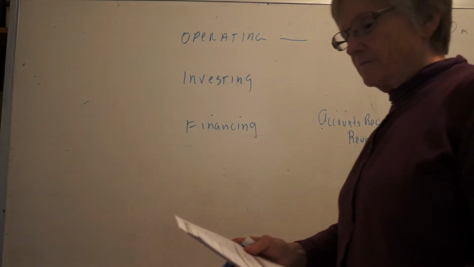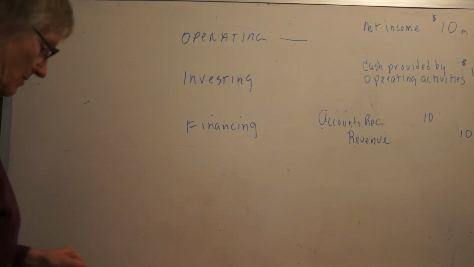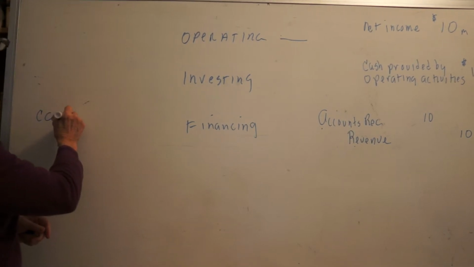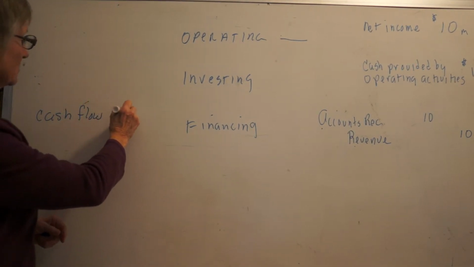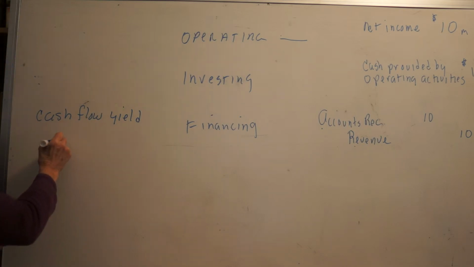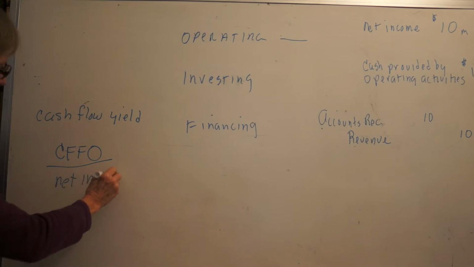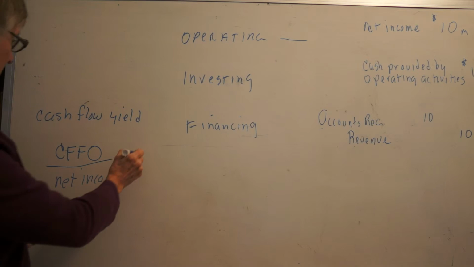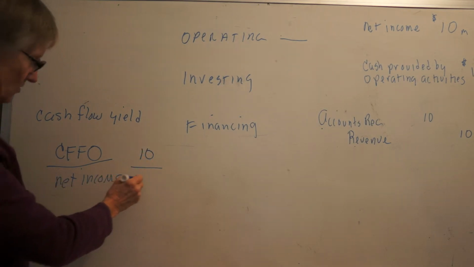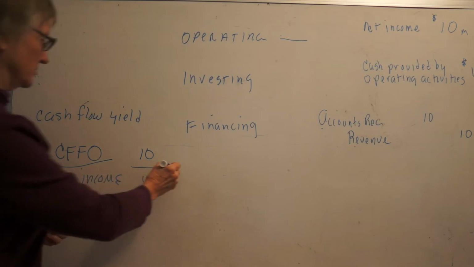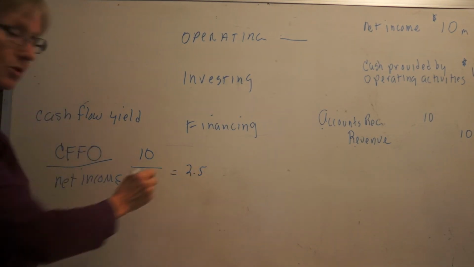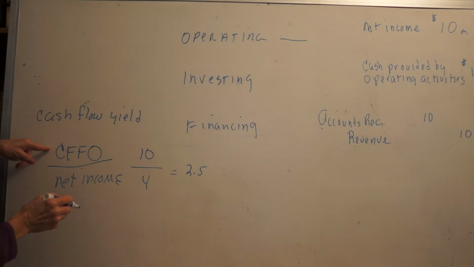One ratio that's pretty handy is what's called the cash flow yield, and this compares your net income. It takes your cash flow from operating activities, that's your cash provided by operating activities, and it divides it by net income. Okay, so if you have cash flow from operating activities of 10 and your net income is 4, then you would divide that out and it comes to 2.5, and that's okay. You've got a lot more cash flow from operating activities and it's above your net income.